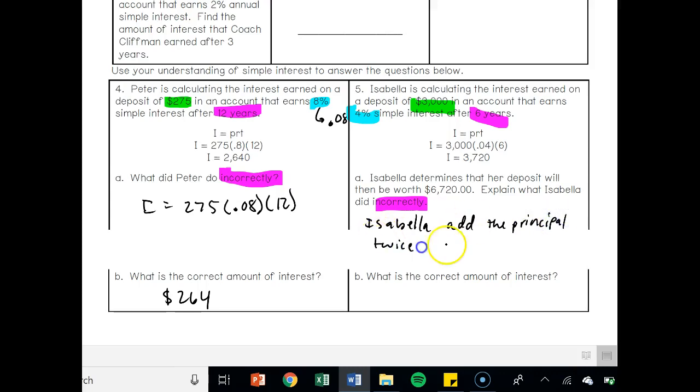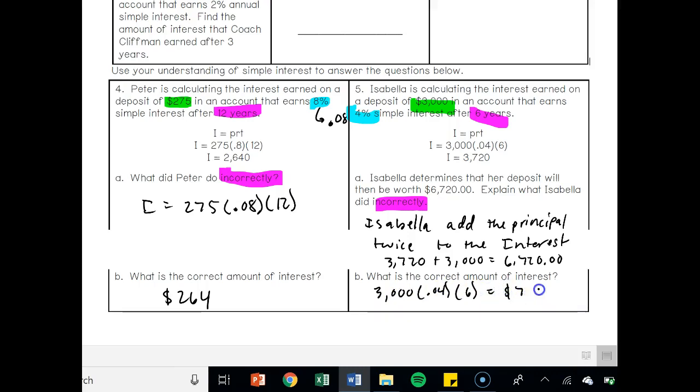Isabella decided to add the principal twice to the interest, right? So she ended up doing 3,720 plus another 3,000 to get 6,720. That's incorrect. You can't do that. The correct amount is simply 3,000 times 0.04 times 6, and that's equal to $720.